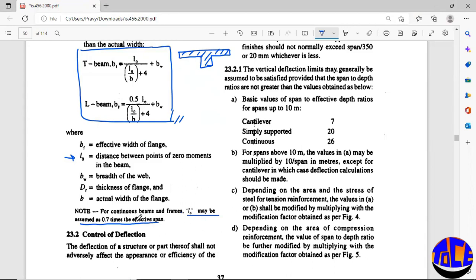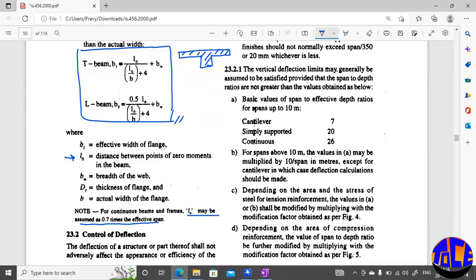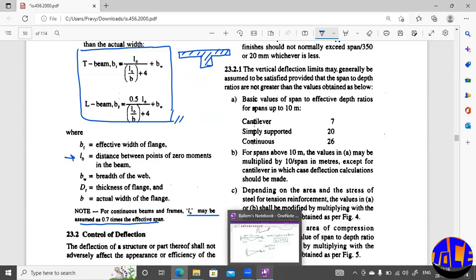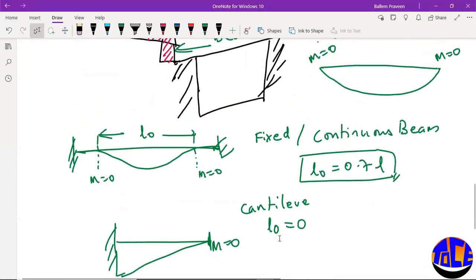Remember this is the effective span, not the clear span. Effective span means center to center of your beam. So you have to take that center to center span.